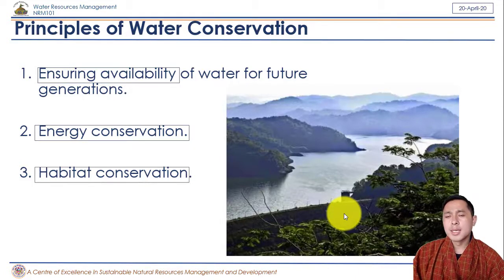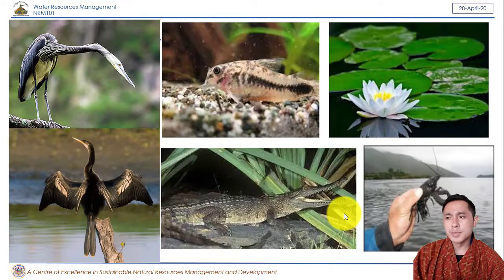The third one is water conservation should always look at the conservation of habitat, because as we know, we have lots of flora and fauna diversity around the world, which depends upon a good source of water. So if you do not have a good source of water, then again we destroy their habitat.